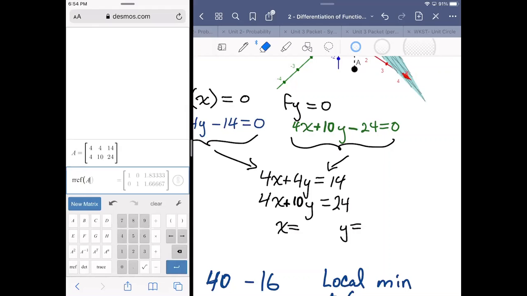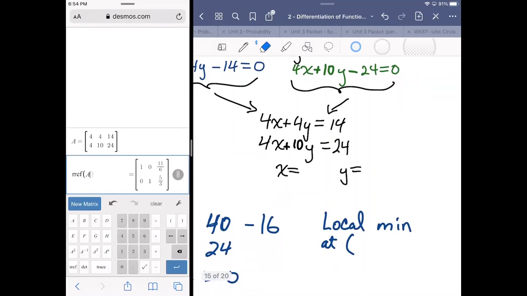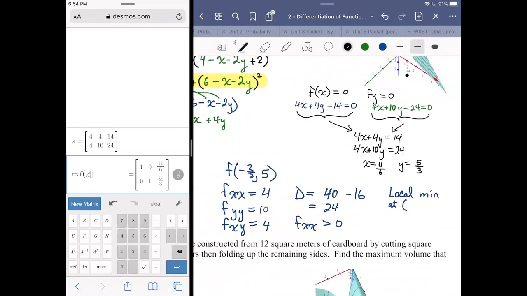R ref A, 11 over 6. Kind of like the other numbers better. 11 over 6, 5/3. Now, fortunately, those values were irrelevant to the second order partials. So that's something. In terms of putting the pieces back together here, it ends up being a little nicer.